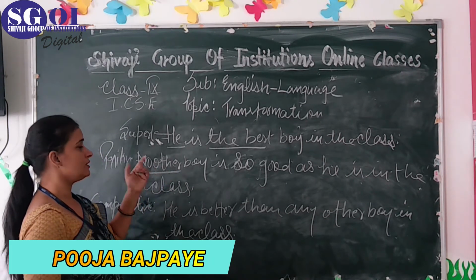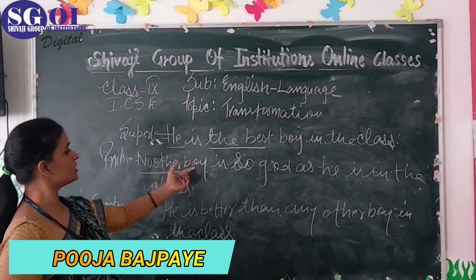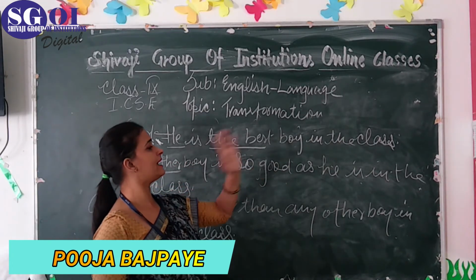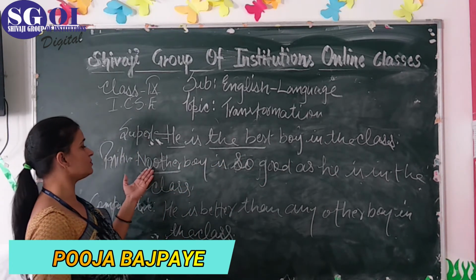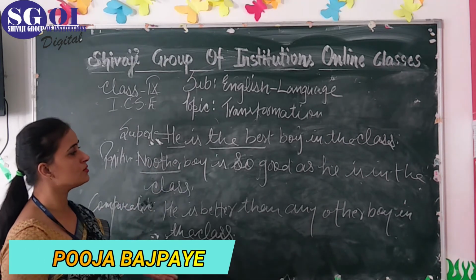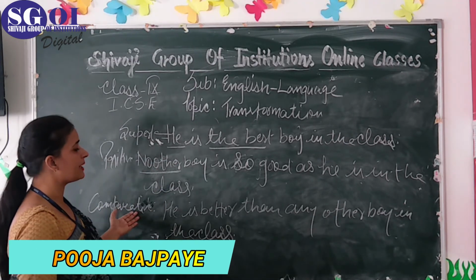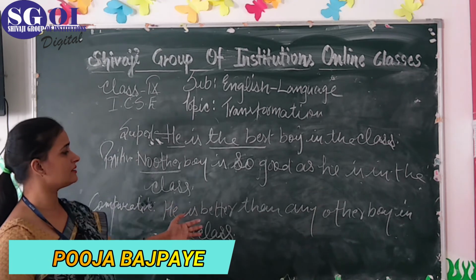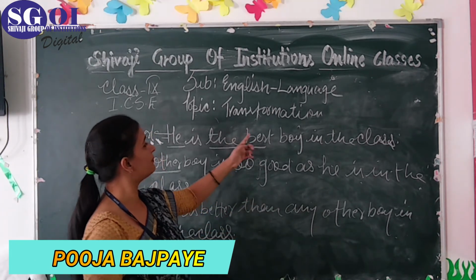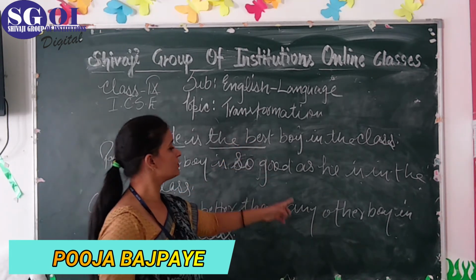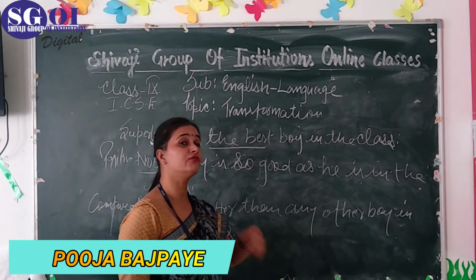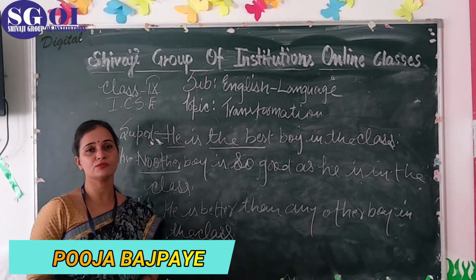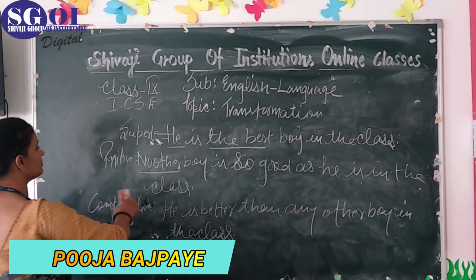Fine. You can also write here: any other student is not so good as he is in the class. And you can also write: no other boy is so good as he is in the class. In the comparative, you can say he is better than any other. So if the best is given, you have to use any other. If one of the best is given, you have to use most other. Let's see another example.